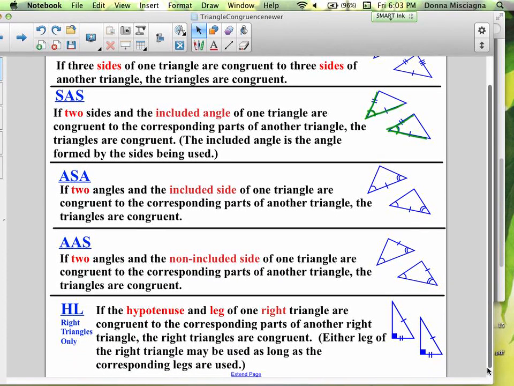There you go. So either leg of the corresponding legs are used, right? So long as it's the hypotenuse and the leg, all right? And make sure it's a right triangle. Not it kind of looks like a right triangle. You have to know it's a right triangle. You have to be told that it's a right angle or have some way to show it's a right angle in your right triangle. All right, and those are it.